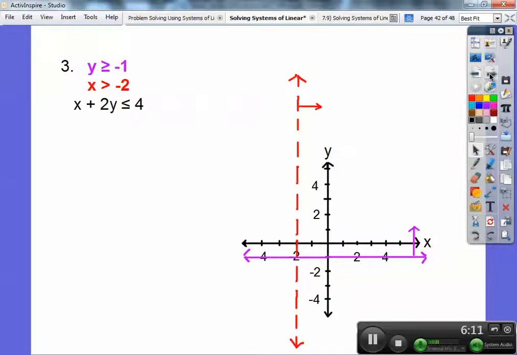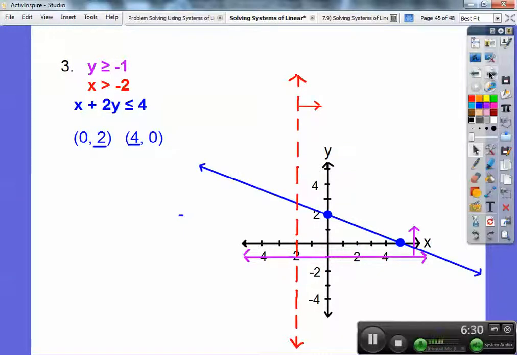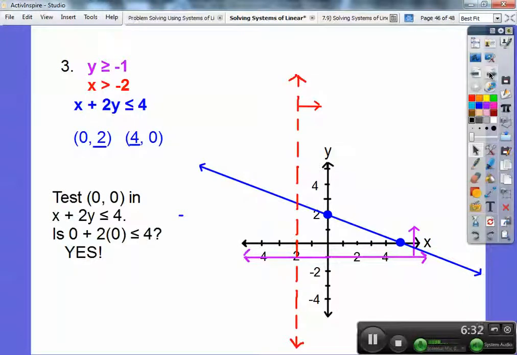So now this one, I'm going to do the zeros again, you guys. So when x equals 0, 2y equals 4, so y equals 2. And when y equals 0, this goes away, x equals 4. So I graph those 2 points. Here's 0, 2. Here's 4, 0. It's a solid line. So there's my solid line. Then I'm going to test 0, 0, and so 0, 0 made it a yes. So that means it's going to be below the blue line, to the right of the red line, and above the purple line. It's going to be this little right triangle-y kind of shape right there.